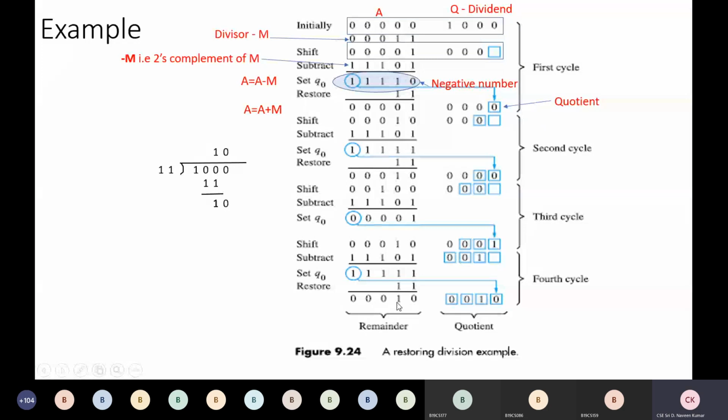And at the end you can see this becomes the remainder. The contents in register A become the remainder part, and the contents of Q become the quotient part. So remainder is 1 0, quotient is 1 0.